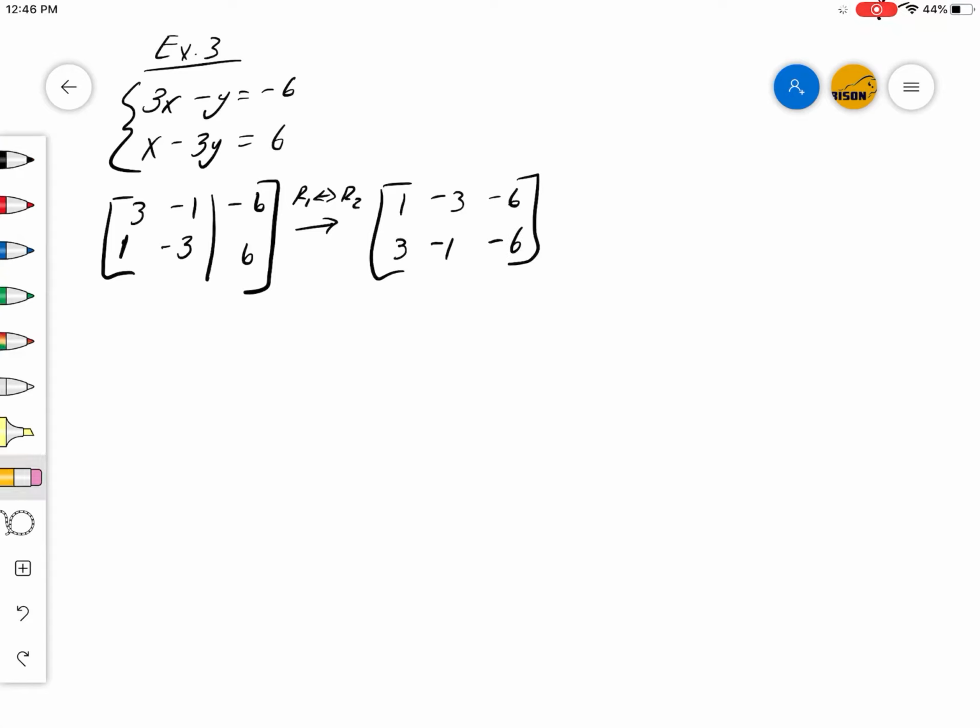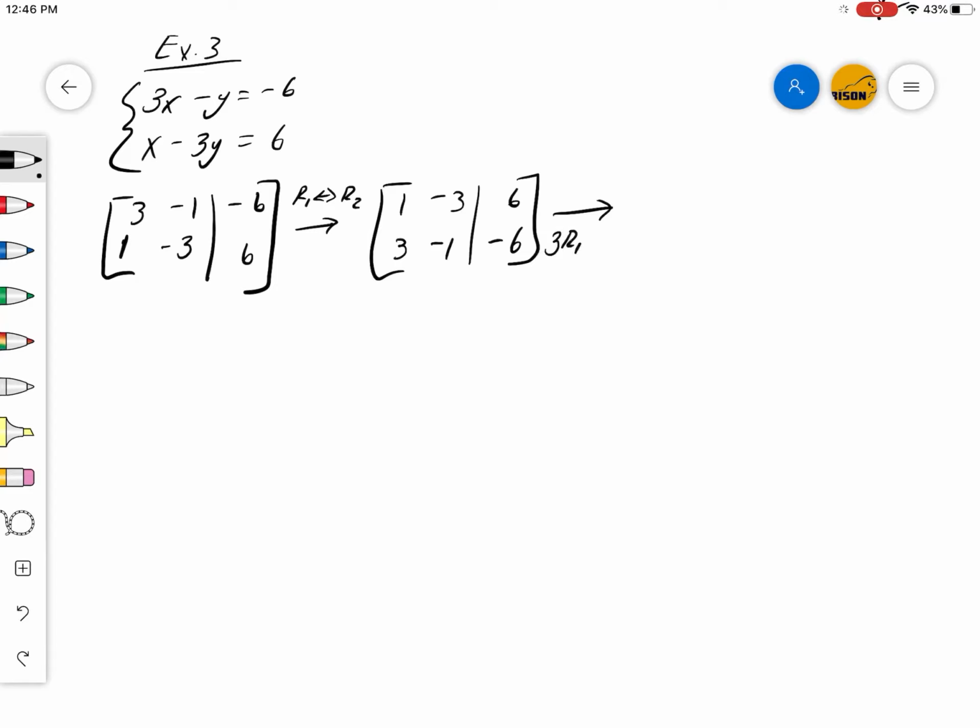This should be a positive 6 on top. Okay, so I took that bottom line, which was 1, negative 3, 6, and I put it on top. And I took the top line, which was 3, negative 1, negative 6, and put it on the bottom. Why did I do that? Because it gives me a 1 in my top left position already, and I don't have to get any fractions or anything like that. Okay, so now what I can do is just get the 1 underneath it.